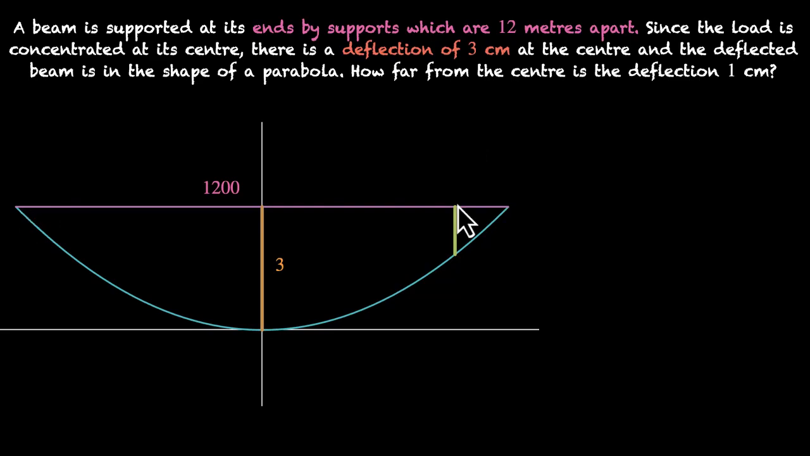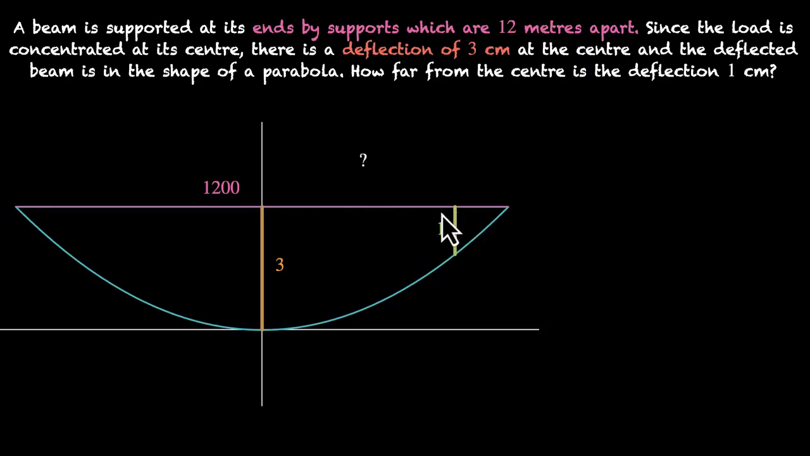At the ends, there's very little deflection. At the center, there's the maximum deflection of 3 units, 3 centimeters. The question is, how far from the center is the deflection 1 centimeter? So this is 1. We need to figure out this length, from the center, the distance between this point and this point.